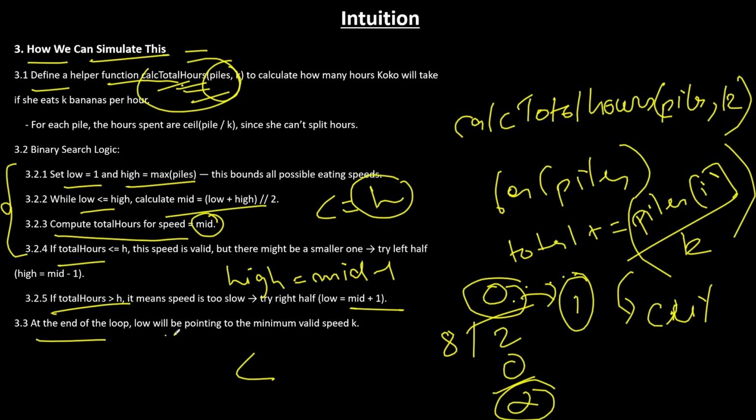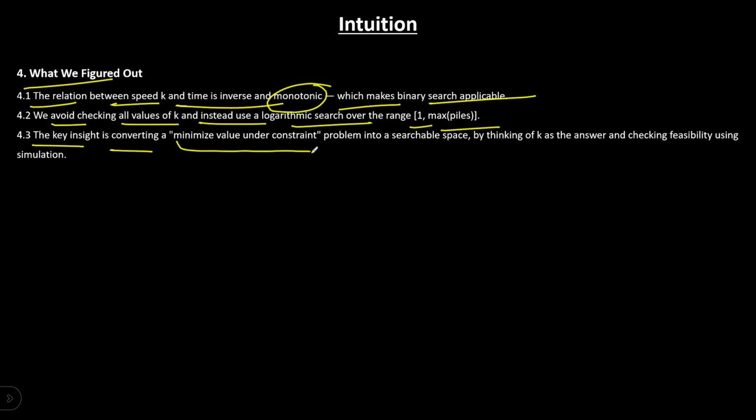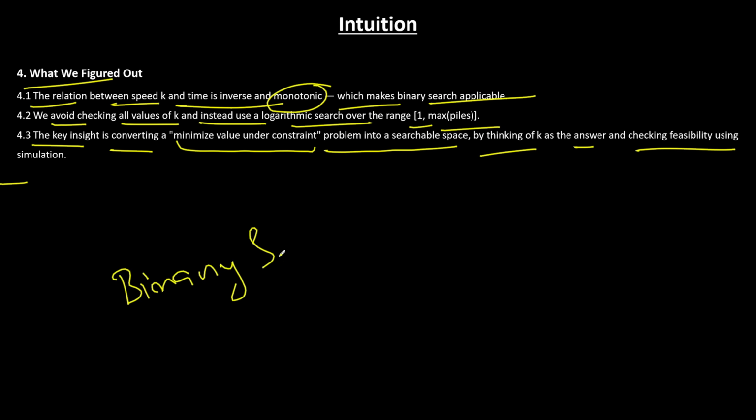At the end of the loop, low will be pointing to the minimum valid k speed, okay? What we figured out is that the relation between speed k and the time is inverse and monotonic, which makes binary search applicable. We avoid checking all the values of k, and instead use a logarithmic search over the range 1 to max of piles. The key insight is converting a minimized value under constraints problem into a searchable space by thinking of k as the answer and checking feasibility using the simulation. This type of problem is called binary search on answer, okay?